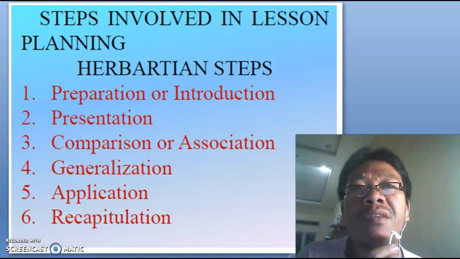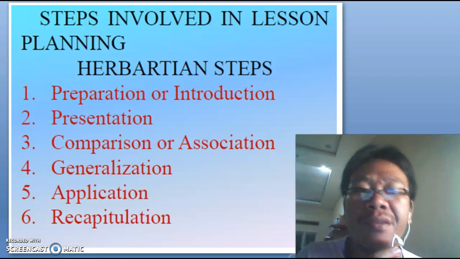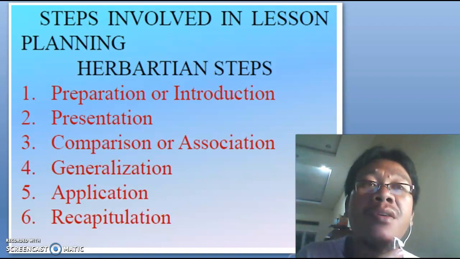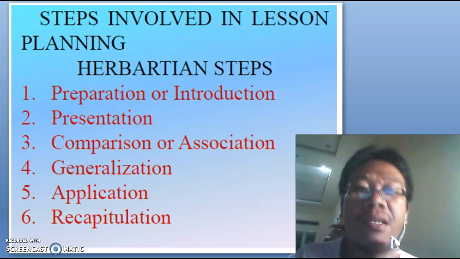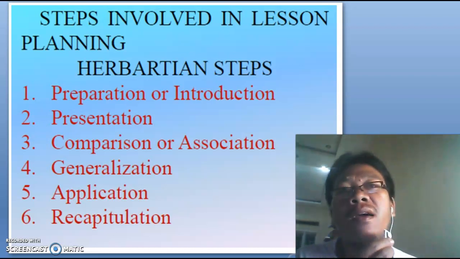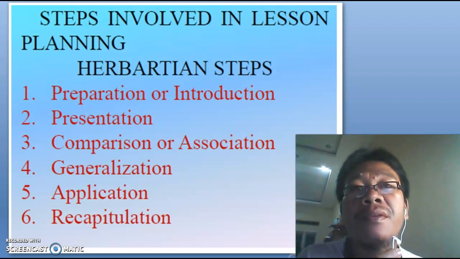So it means that in preparation, in fact, means the exploration of the pupil's knowledge. See, it will lead to the aim of the lesson.